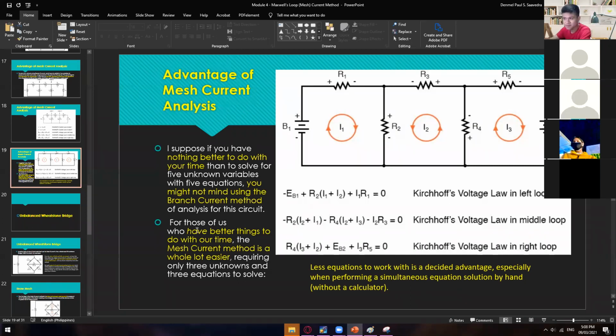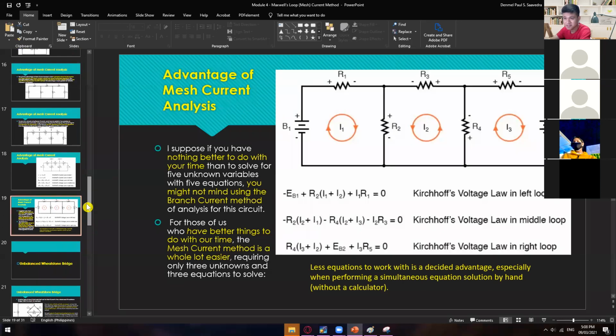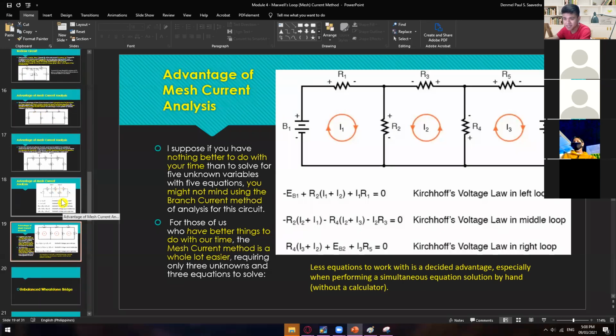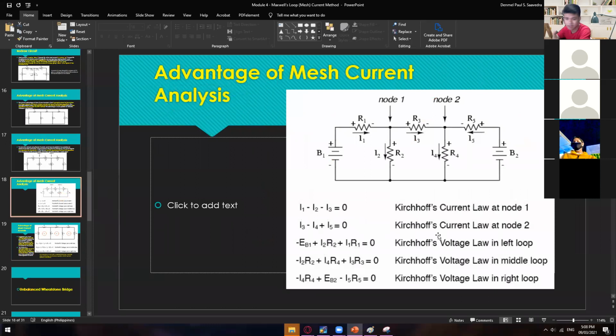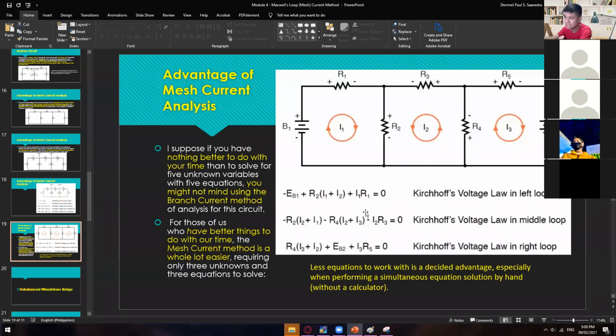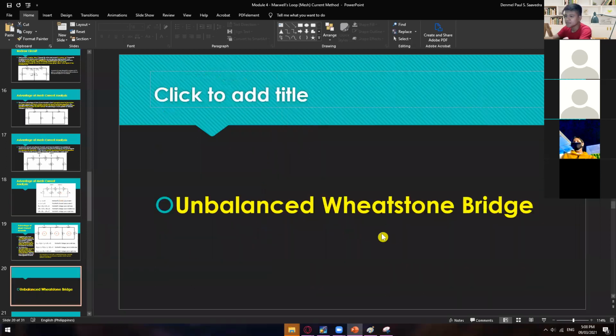Yes, sir. Okay, so my only point on the last few slides is if you're going to use KVL, you'll have more equations, like 5 equations. But if you're going to use mesh analysis, you'll have 3 equations only, right? Okay, so let's have this another example.